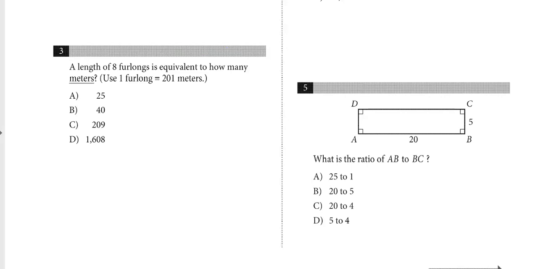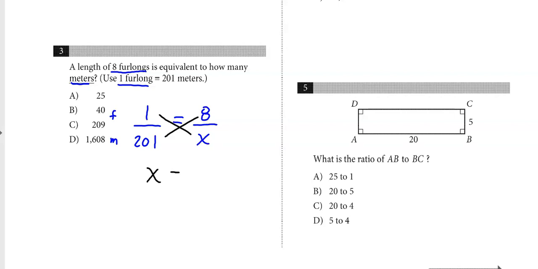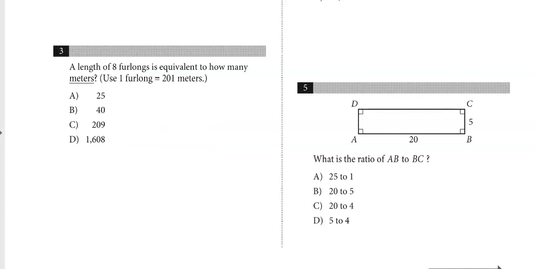Number 3, looks like we have a conversion problem here. 8 furlongs. 8 furlongs is how many meters? And they give us a conversion. We know that 1 furlong is 201 meters. So I have furlongs over meters. So if 1 furlong is 201, 8 furlongs would be how many? Cross multiply. Some of you may have just seen, hey, I multiply by 8. But I get 1608. Correct answer there is D. Rates and ratios, always can solve them with proportions.